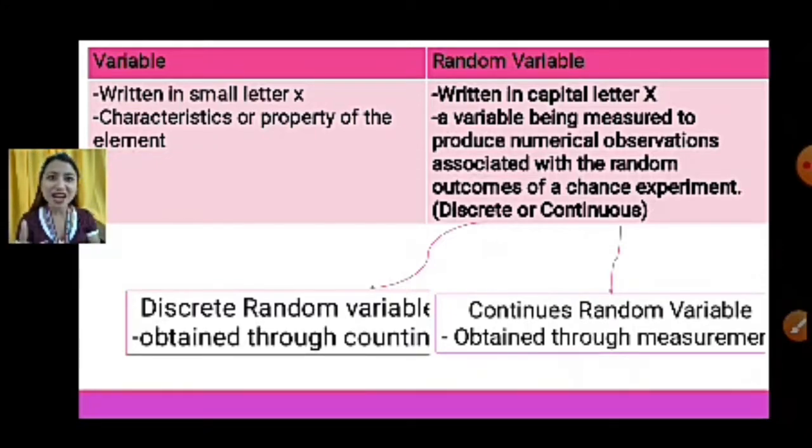Remember the keywords: counting and measurement. Don't forget that one. As we go on with our discussion, examples, and activities later on, you will not forget and you will not be bombarded with the difference between discrete and continuous random variable. So let's proceed to the other slide.